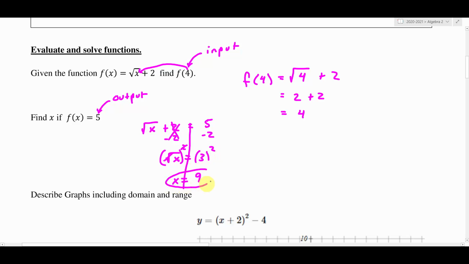And there's my input, right? So if I were to come back to my rule here, if I did the square root of 9 plus 2, well, the square root of 9 is 3, and 3 plus 2 is 5. So I can see that my input works to get me the output they wanted. Okay? And that's something that you can always do on the test. You can always take whatever your answer is and plug it in and see if it does in fact get you that output. So it's a way of checking yourself and seeing if you got it right. All right.